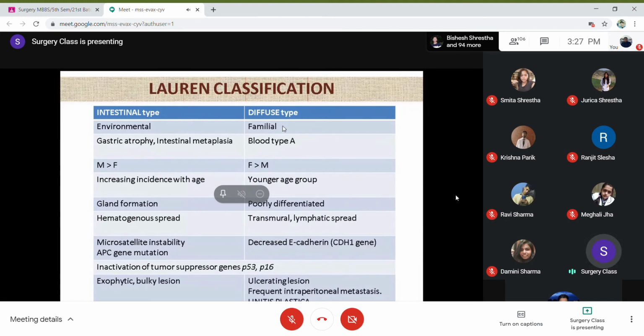Suppose the parent has the diffuse type of gastric cancer in their family, and then if they come E-cadherin positive, and you do genetic testing and find that it is a diffuse, familial type of cancer, in that age group you do a prophylactic gastrectomy. Without the patient developing gastric cancer, you remove the stomach, and that is known as prophylactic gastrectomy. So you prevent it from occurring.